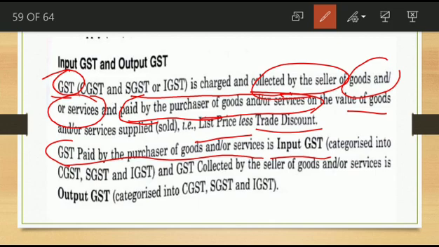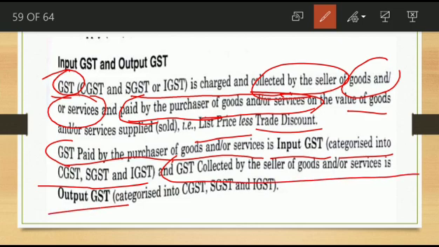If you are preparing the purchaser's books, then what do you write? Input GST, at purchasing time. Then if you collected any amount from your customer, you write output GST. So GST paid on the purchase of goods and services is input GST, which is categorized into input CGST, input SGST, input IGST. If GST is collected by the seller of goods or services, it is called output GST, which is also categorized into output CGST, output SGST, output IGST.